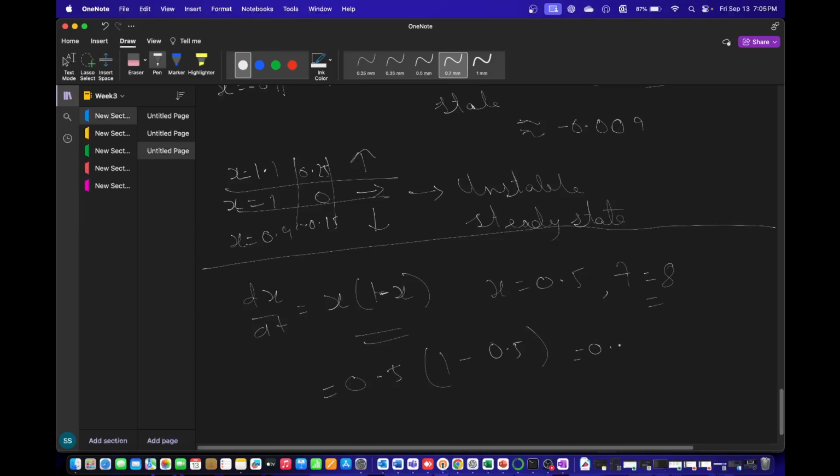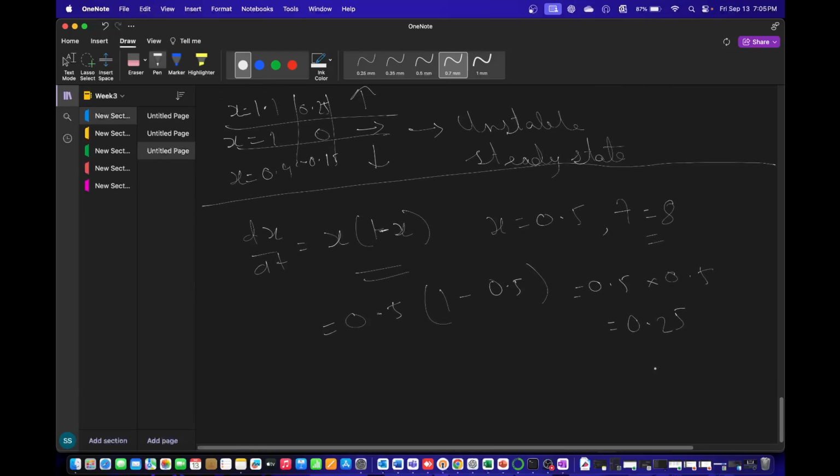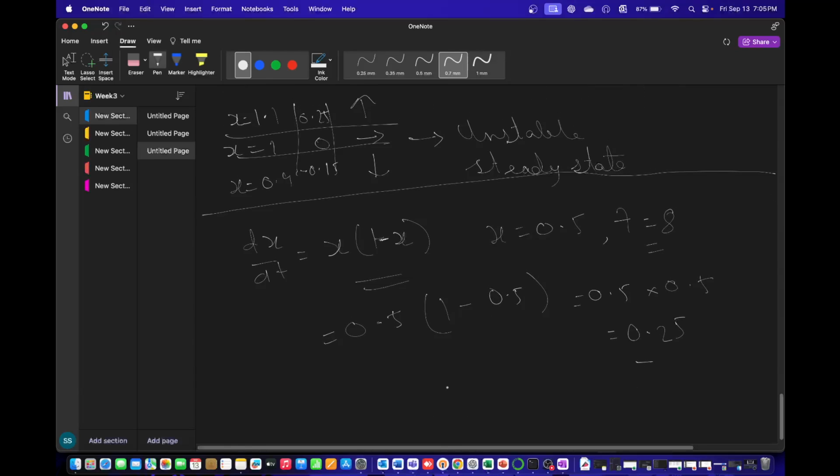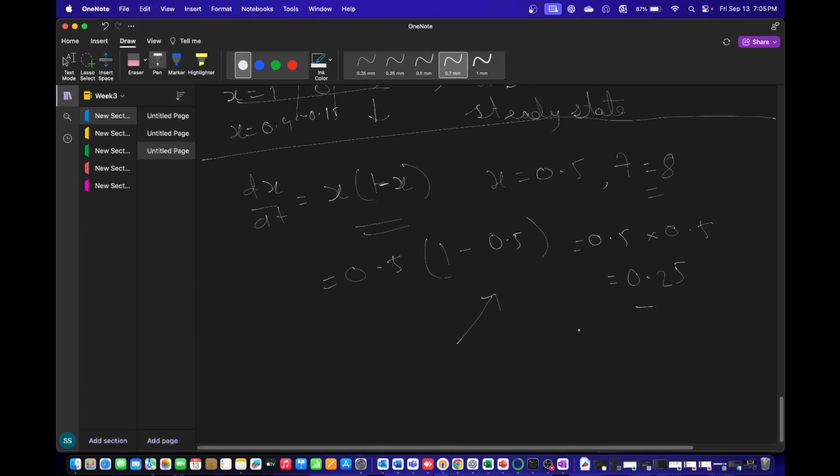This is like 0.5 into 0.5 equal to 0.25. So this is a positive slope, right? And this is less than 90 degrees, so the arrow will be something like this. So what it means is basically if you plot x versus t at x equal to 0.5 here, the slope will be something like this. 0.25, if you have a line with a 0.25 slope, it will be an acute angle, but in a positive direction because your slope is positive.